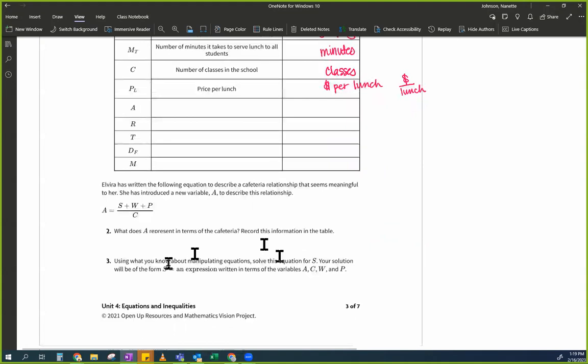All right, I'm going to move on. It says Elvira has written. Oh, hold on a second.